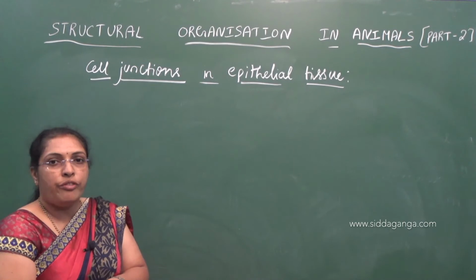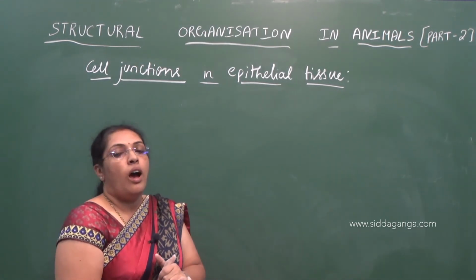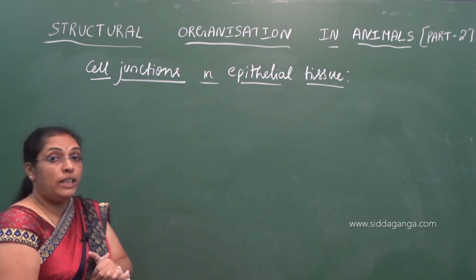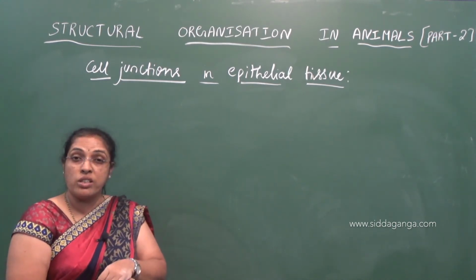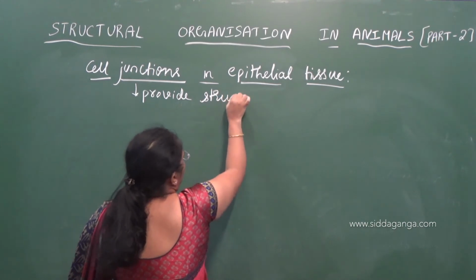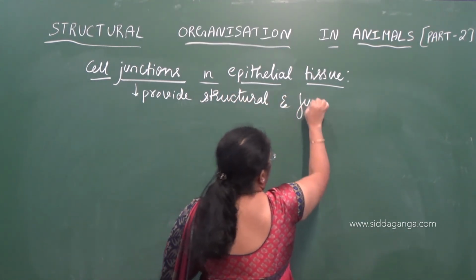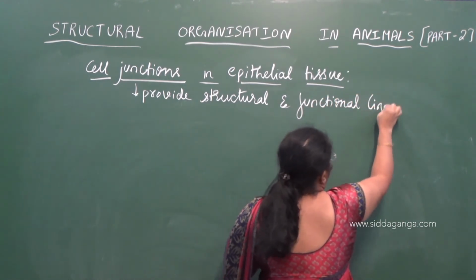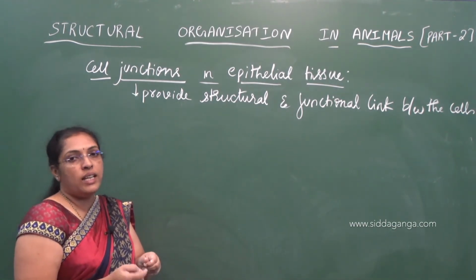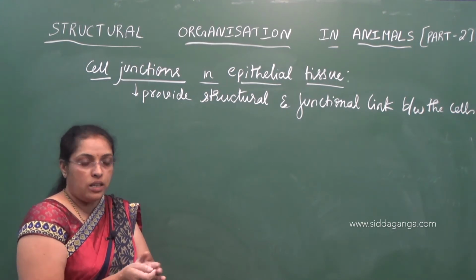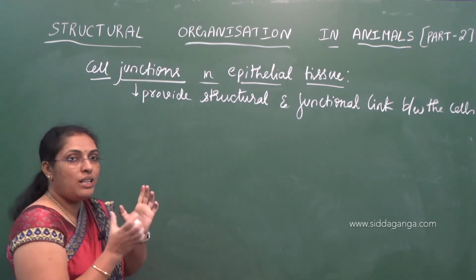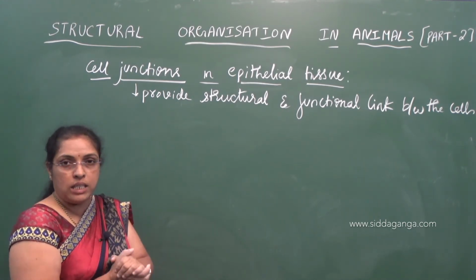So in epithelial tissue, we see contact between cells and the cell junctions, which give a structural and functional link between the cells. We have three types of junctions. Between the cells in epithelium, we see very little intercellular matrix. Understood? Very little intercellular substance is present. The cells of epithelium are closely packed with little intercellular substance.